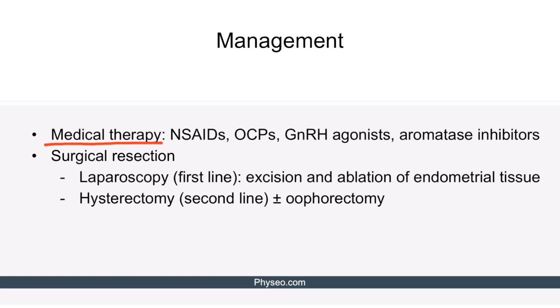GnRH agonists can be used for severe symptoms and work on decreasing the release of LH and FSH and the subsequent decrease of estrogen levels. Aromatase inhibitors can be used to decrease estrogen levels by inhibiting the conversion of androgens to estrogens.